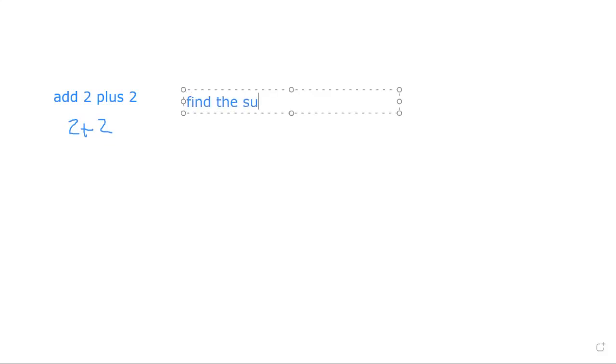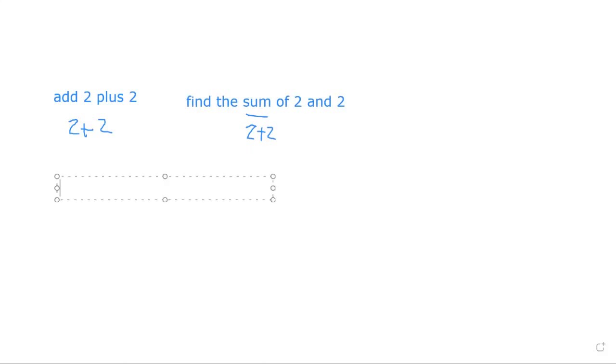Find the sum of 2 and 2. And what operation involves a sum? Well, we know that sums are for addition. So the sum of 2 and 2 is 2 plus 2. We can get some that could be division.